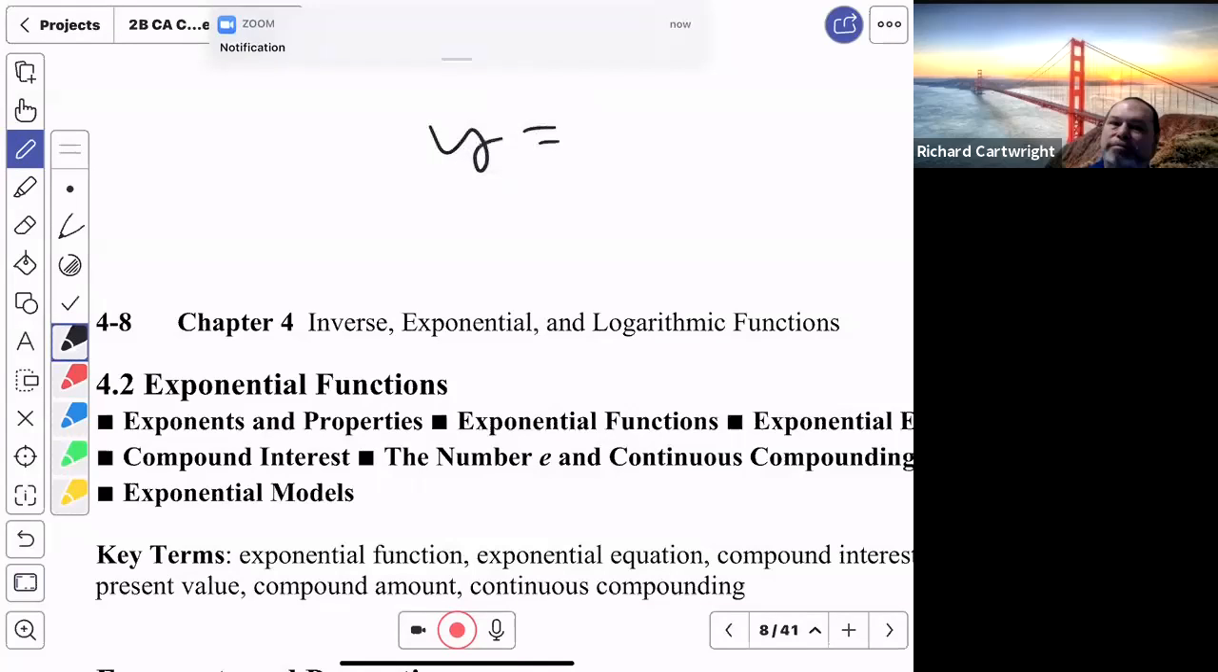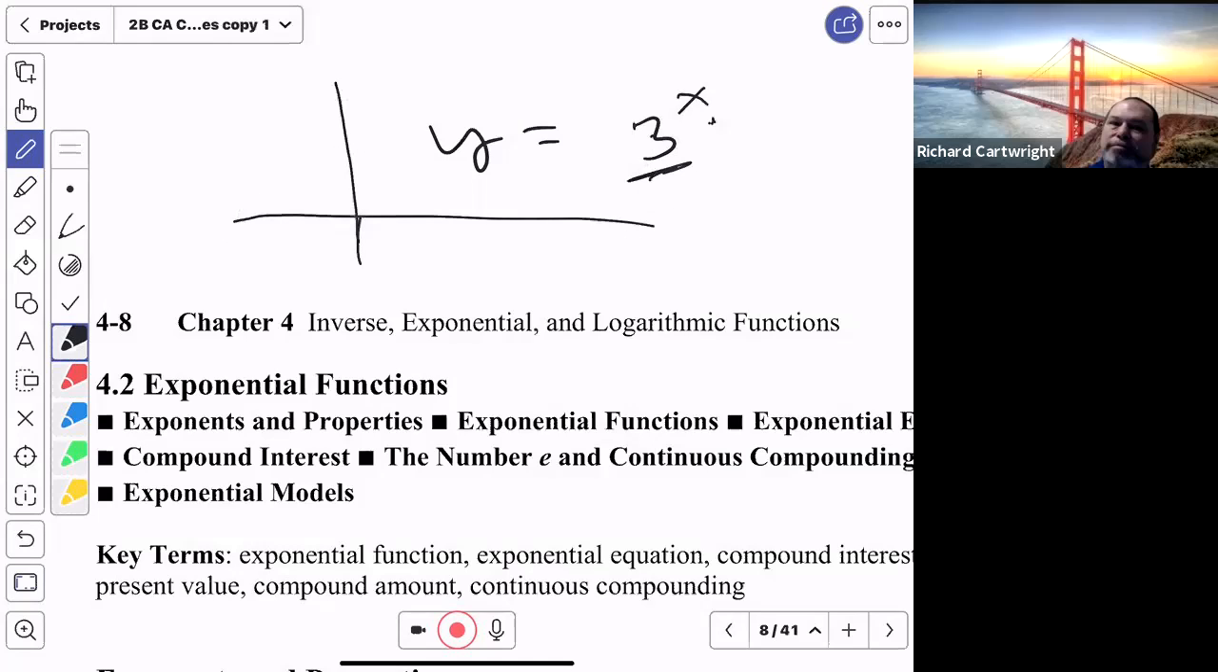If y equals 3 to the x, that's an exponential function, because the exponent on this base is the variable. And if you just do a simple table so you can plot, you would realize that when x is negative 2, that becomes 3 to the negative 2, which means 1 over 3 squared, which is small, 1/9. So if I go to negative 2, it's going to be very close to the x-axis.